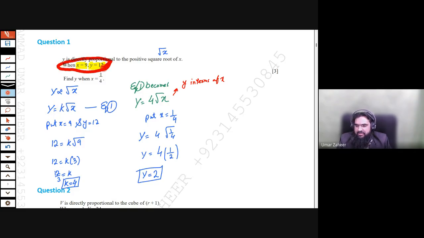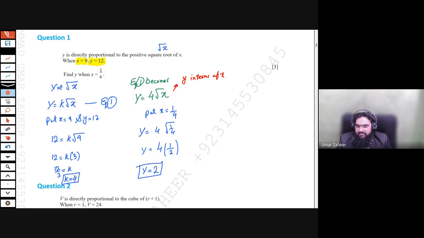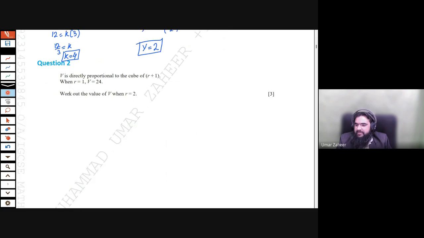Obviously, somewhere he's going to give you the values of the variables. You have to substitute those variables. You will get the constant value, and your equation will become 4 into root x. You get a new equation with one variable in terms of the other one. Sometimes the examiner gives you the x value and you need to find y. Sometimes he gives you the y value, and you need to find the value of x.